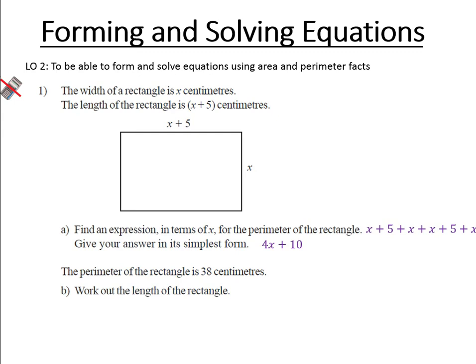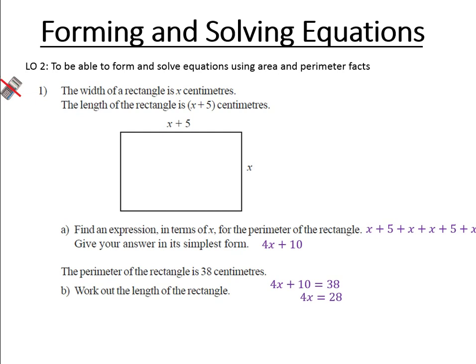Okay. Question B now, it says work out the length of the rectangle, if the perimeter is given to us now, it's equal to 38 centimeters. So in question A, I've formed an expression. In question B, can I form an equation now? Of course you can. It's giving me the value of the perimeter. They said the perimeter is 38 centimeters. Work out what the length is. Work out what x is first. So how do I do that? 4x plus 10 is equal to 38, because I've worked out what the perimeter is in terms of an expression, and they've given me the perimeter is equal to 38. Make it equal to each other to work out where your x's are.